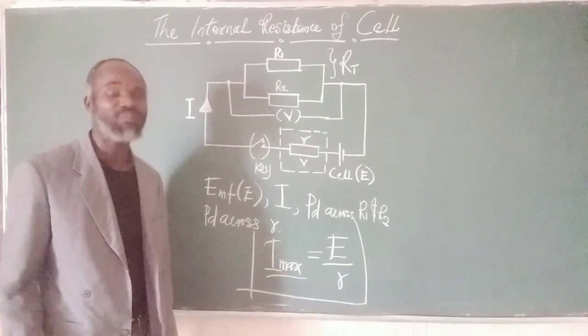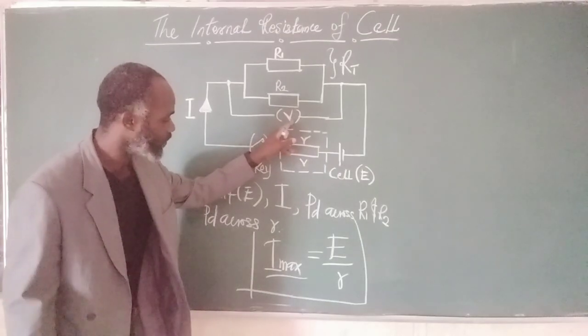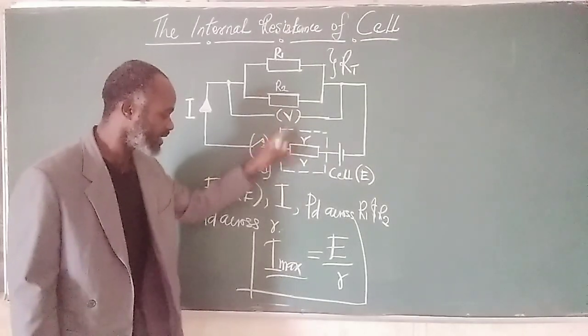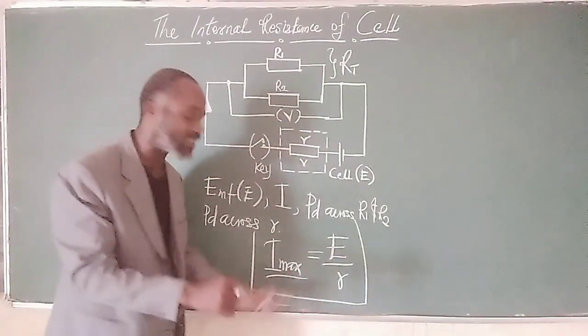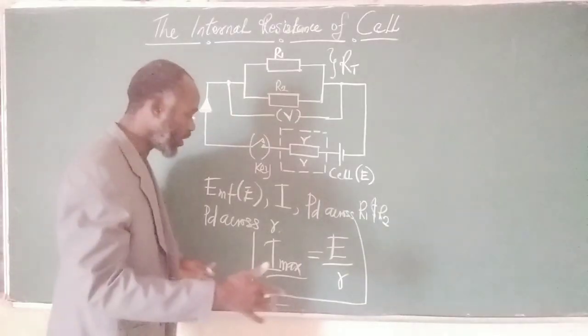Isn't it interesting? Very much interesting. So now what do we do next? We find out what happens here. After finding what happens here, we replace with E, and that will explain the importance of E in this equation. So let's go.